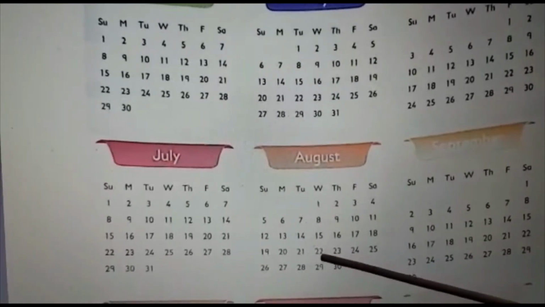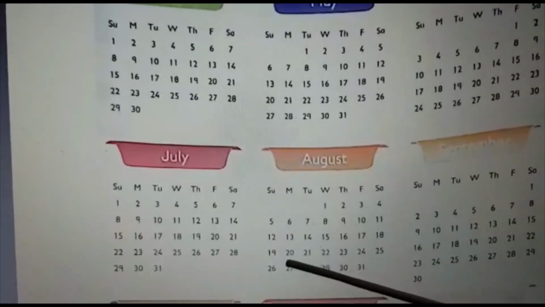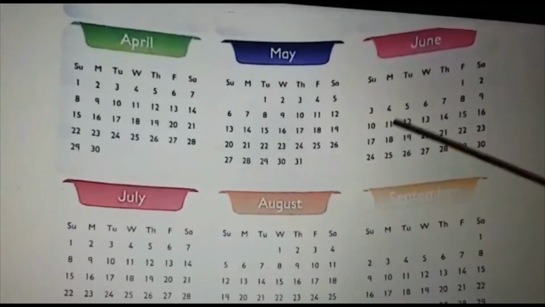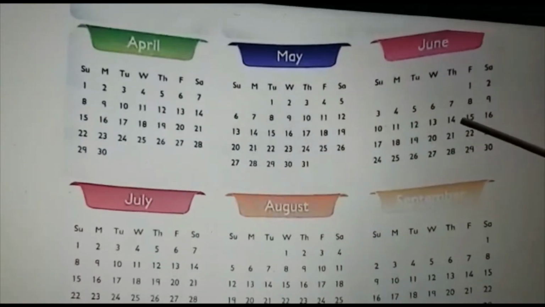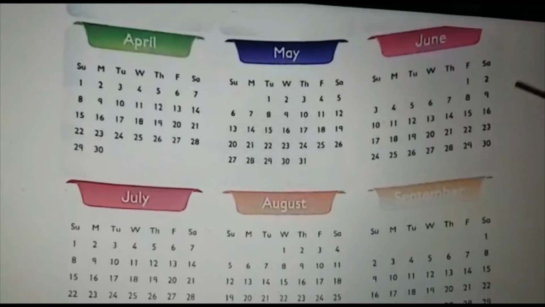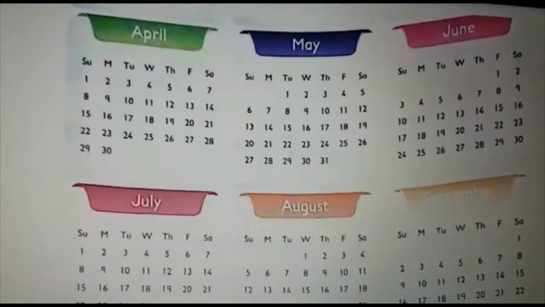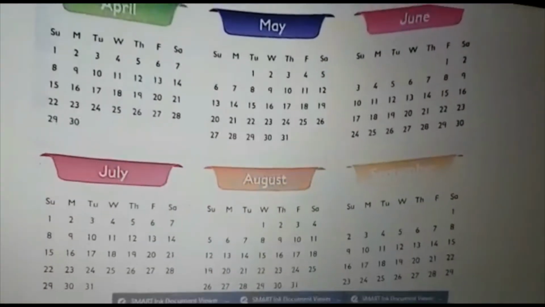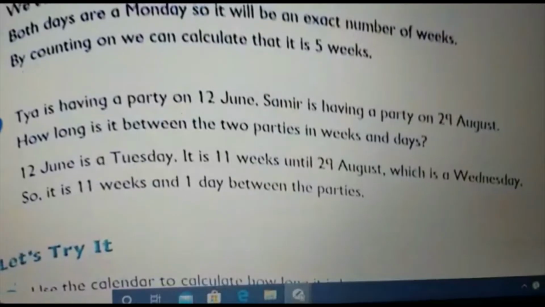So 10 weeks over. So how many days here? We will not count 29th, is it? So 1, 2, 3 here, and here how many days are there? 12 also we will not count. So 3 finished. So 4, 5, 6, 7, is it? So how many weeks are there total? 11 weeks, is it? So between those 2 days there are 11 weeks. But I think in the answer there is a confusion. Let us have a look there.